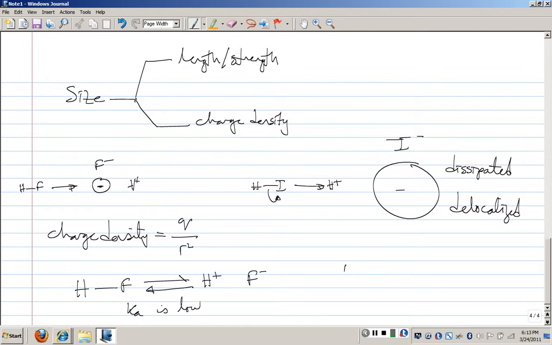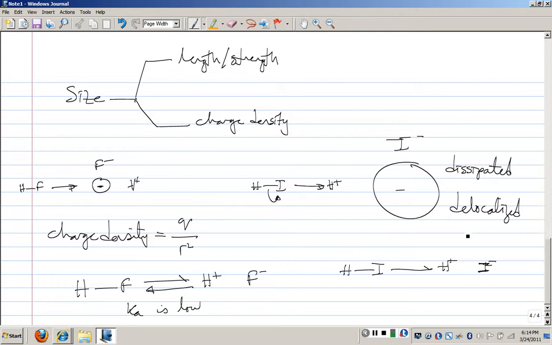On the other hand, HI will ionize. The bond is long, the bond is weak, so it's going to ionize pretty well and give rise to H+ and I-. But I- is a big species. So yeah, it's got a minus charge on it, just like the F-. But for heaven's sake, the minus charge is dissipated, delocalized over a much larger surface area.